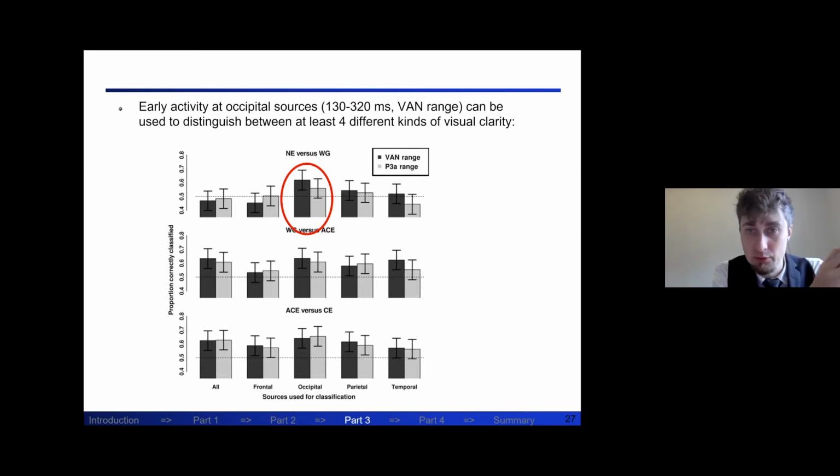We also then tried to decode across different time points, so in this VAN time range, and against the later P3A time range. And you can see that there's a tendency for the earlier time window to be better, but that's not actually statistically significant.